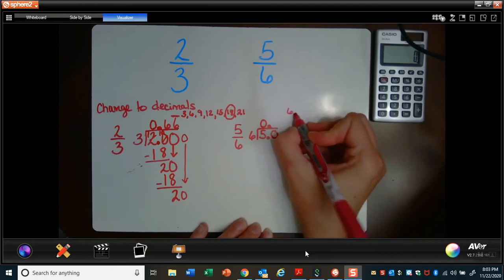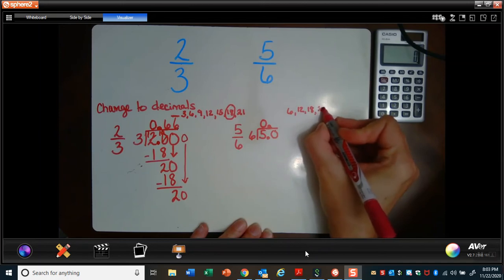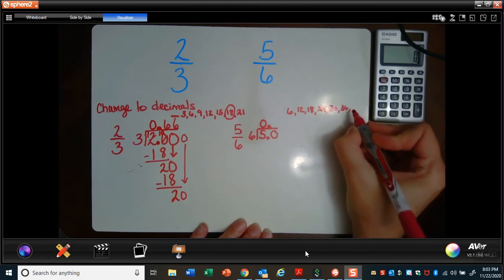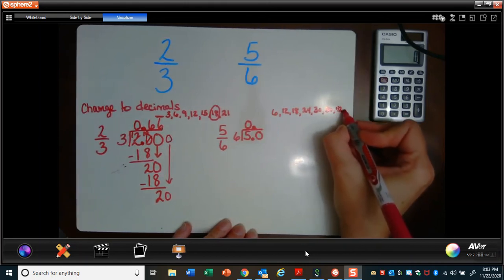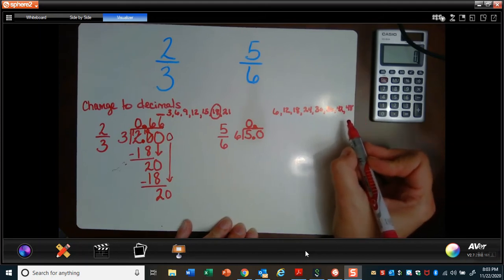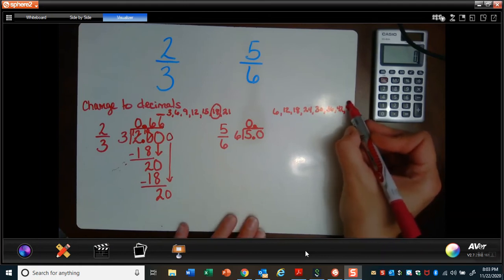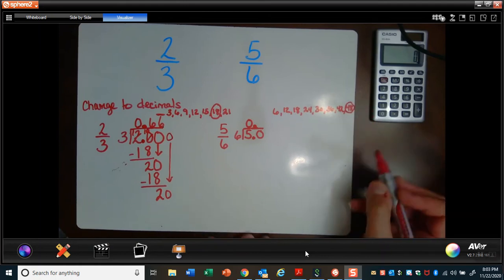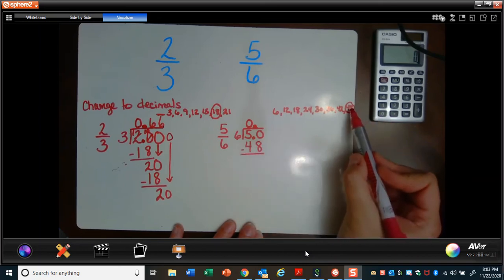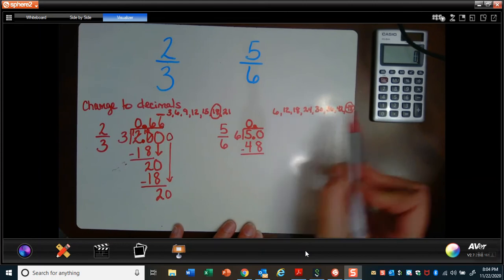So 6 times 1 is 6, 6 times 2 is 12, 6 times 3 is 18, 6 times 4 is 24, 6 times 5 is 30, 6 times 6 is 36, 6 times 7 is 42. I'm getting closer. 6 times 8 is 48. And if I went one more, 6 times 9 would get me 54, which would be way too much. So I'm going to stick with 48. That means I'm going to subtract 48 from 50. And it took me 1, 2, 3, 4, 5, 6, 7, 8 times to multiply that.